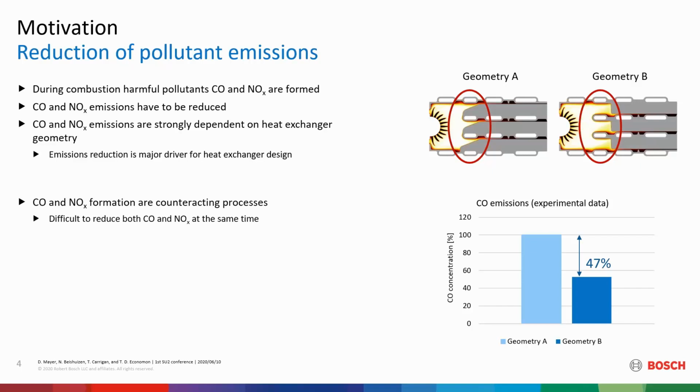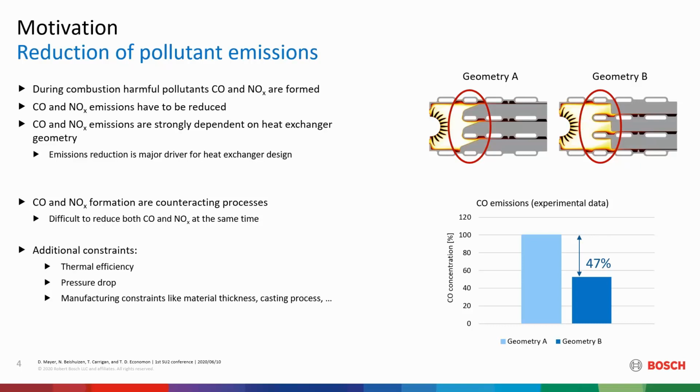However, the formation of CO and NOx are counteracting processes. So typically when you achieve a reduction of one of those species, the other one will be increased. This is because CO is reduced by high temperatures and NOx is formed at very high temperatures. On top of that, there are many additional constraints in the development of these appliances. For example, we want to have a high thermal efficiency, we want to have a low pressure drop, and there are many manufacturing constraints that come on top, like material thicknesses, casting processes, and so on.